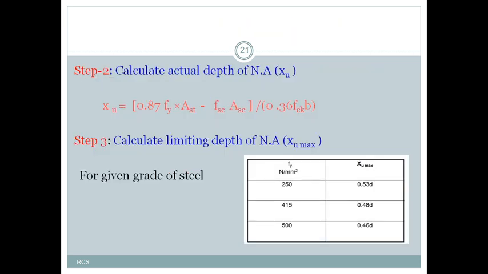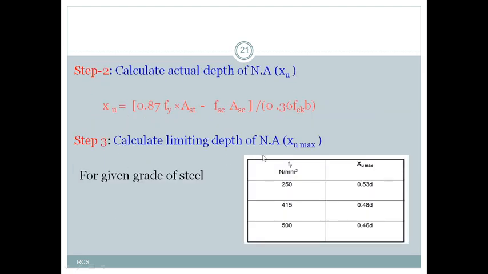Second, calculate the depth of neutral axis. This can be done by equating the tensile force to the compressive force. After equating that, I got XU equal to (0.87 Fy AST minus FSC ASC) by 0.36 FCK B. This XU will give me the actual value of the neutral axis.